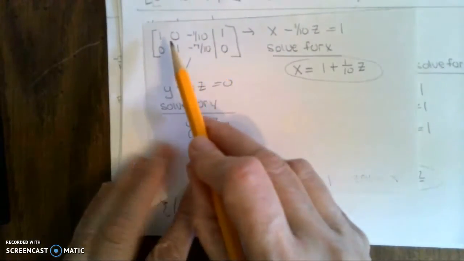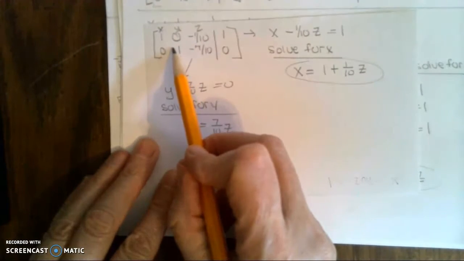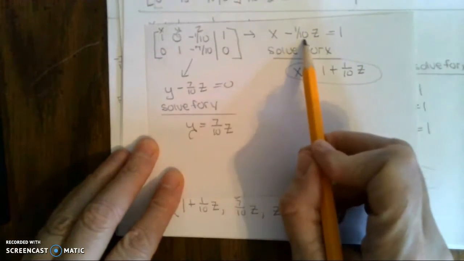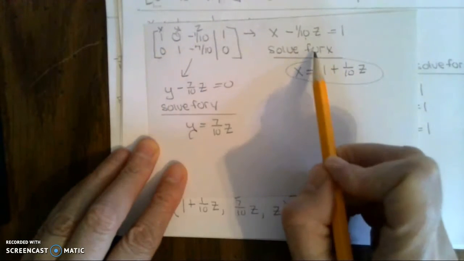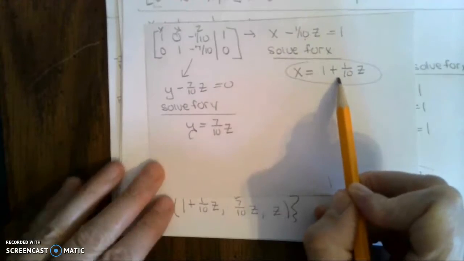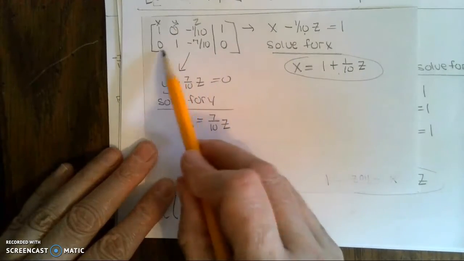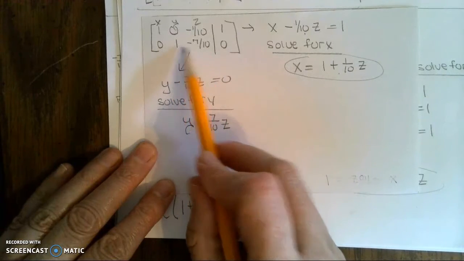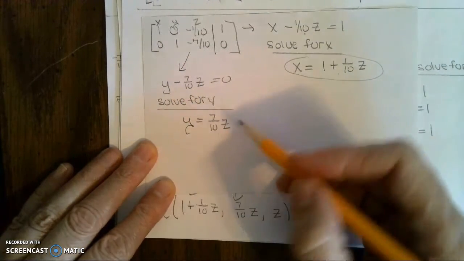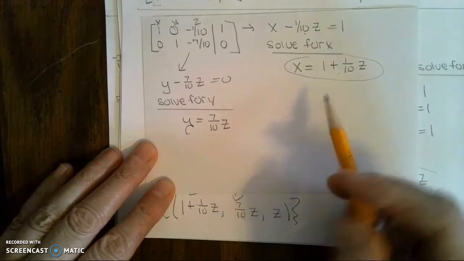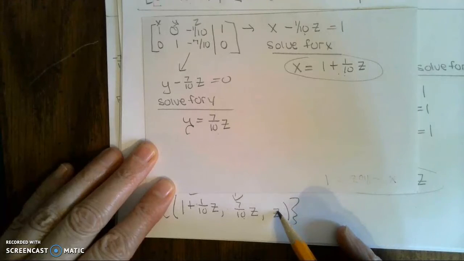I want to write down both these equations. Remember, this is x, y, and z. So the first equation I wrote right here. So it's x minus 1/10 z is equal to 1. I'm going to go ahead and solve for x. And this is what I get. So that's what x is right here. The second equation, I'm going to write it first. So it's 0x plus 1y minus 7/10 z is equal to 0. And for that one, I'm going to solve for y. And that's what I get right here. So this is my x, this is my y, and this is my fixed parameter z.